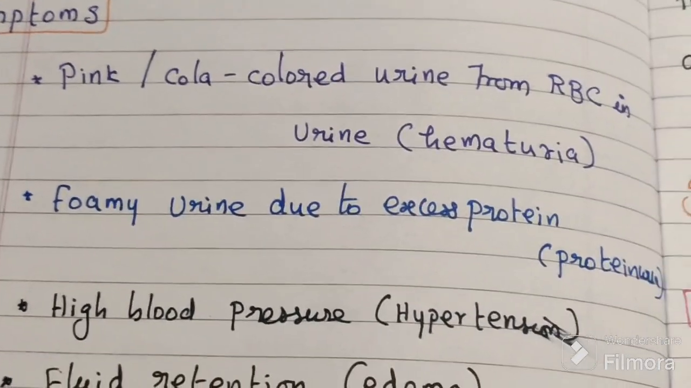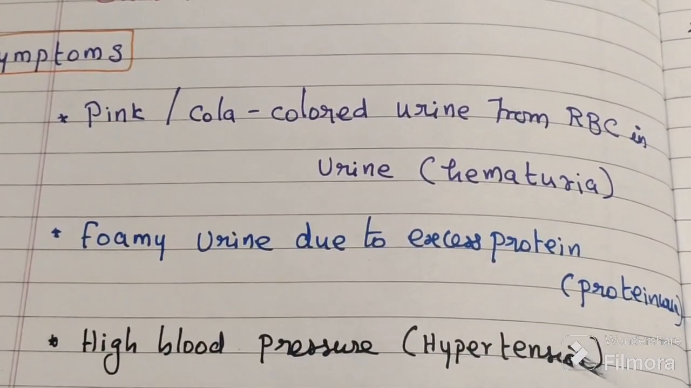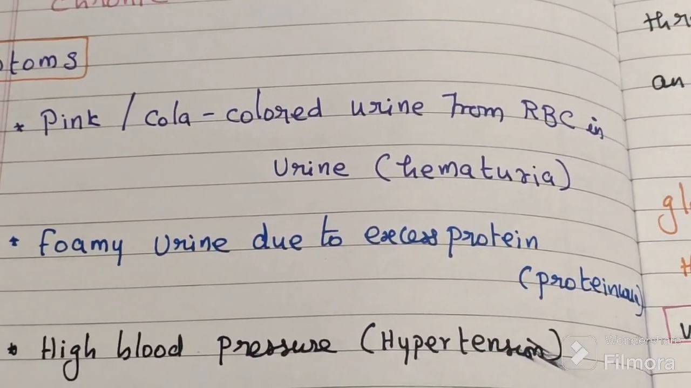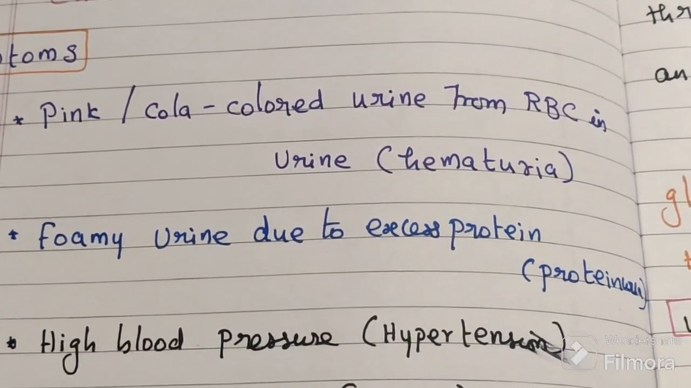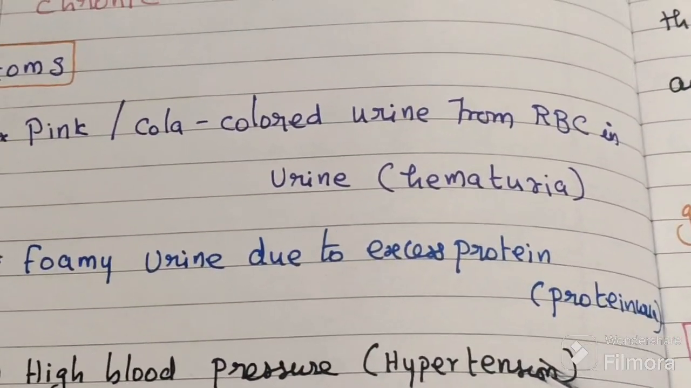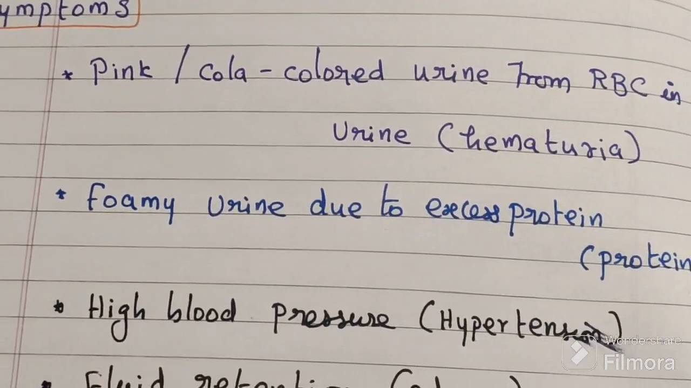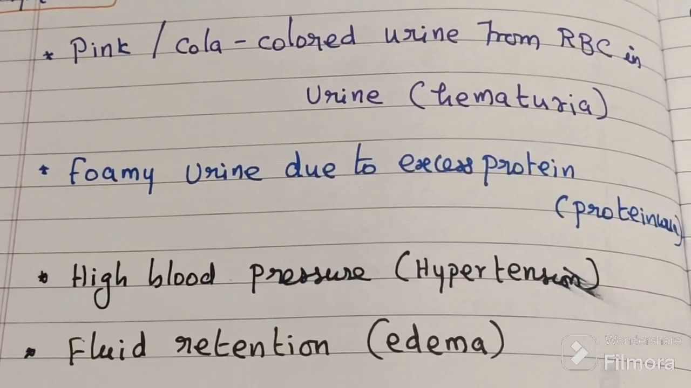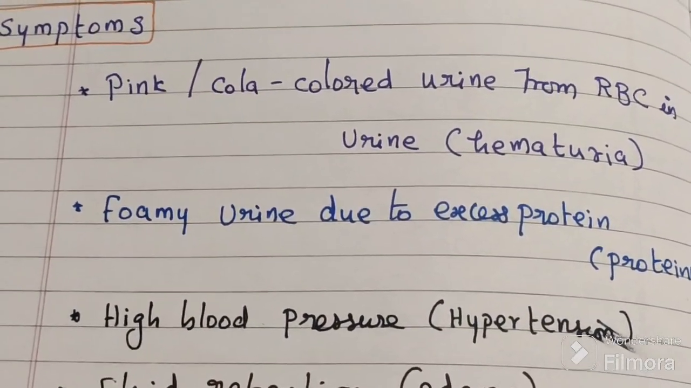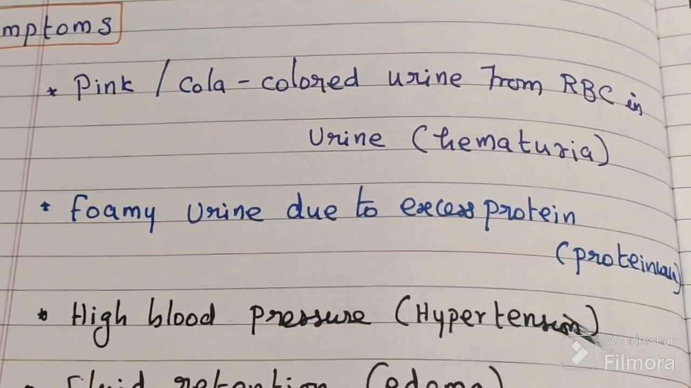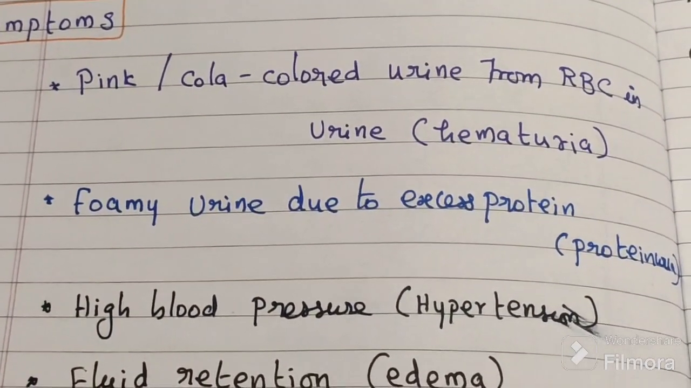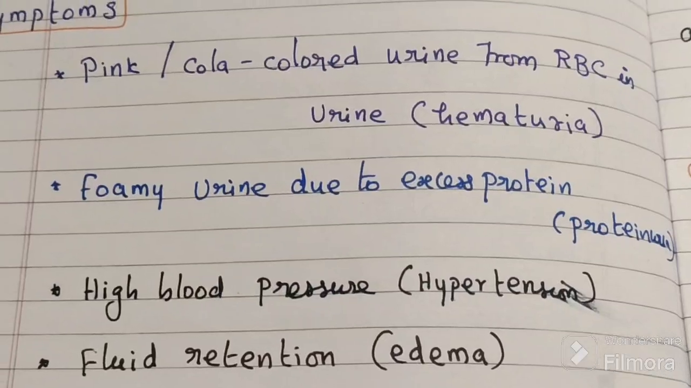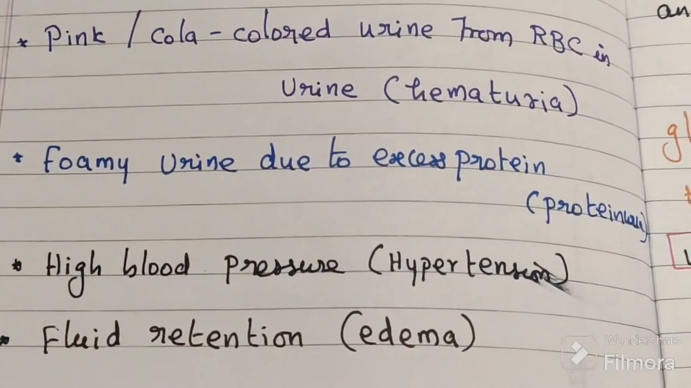What are the symptoms caused by glomerulonephritis? Pink or coke colored urine from RBC in urine, the hematuria condition, then foamy urine due to excess protein, the proteinuria condition, then high blood pressure because of hypertension, then fluid retention because of edema. So these are the symptoms.